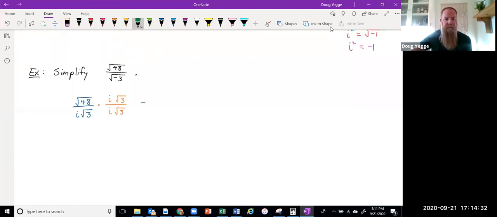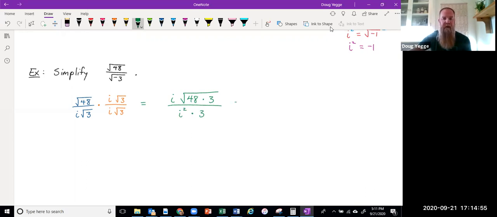So that simply becomes i times the square root of 48 times 3. Now I'm going to have to factor this to simplify, so I don't want to multiply those just to go backwards again. But now notice on the bottom I get i squared times 3.